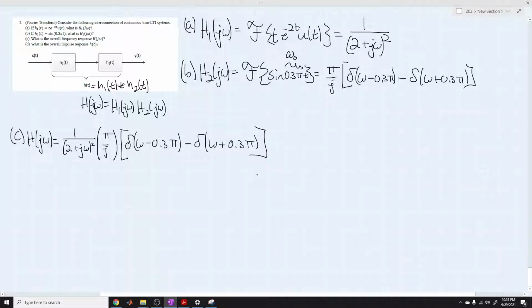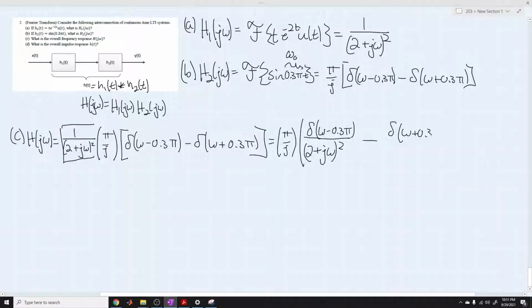We'll just leave this pi over j up front. So we'll do pi over j, and we'll distribute the 1 over 2 plus j omega squared to each delta. So then we'll get 2 plus j omega squared in the denominator, and we'll have a delta of omega minus 0.3 pi, and that's minus a delta of omega plus 0.3 pi, and that's all over 2 plus j omega squared.